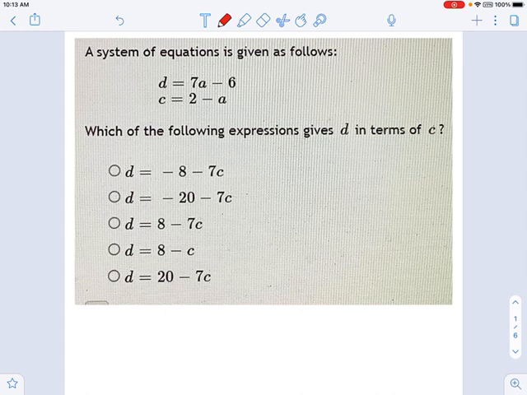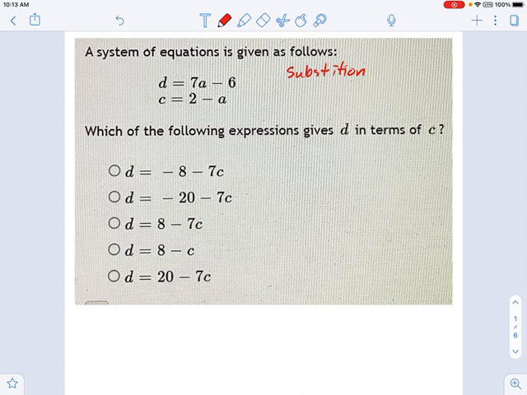So the way we're going to do this is by a method called substitution. And what substitution means is we're going to take one of these equations and substitute it into the other equation. Now, as you look at these two equations, one says D equals, the other says C equals. So you can't exactly take this C value and substitute it into the top equation because there's no C's in the top equation. So what we need to do is rearrange one of these equations. And it does not matter which one you rearrange, but let's just try it this way.